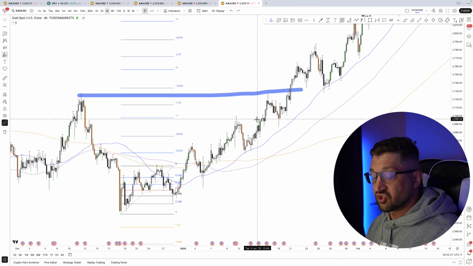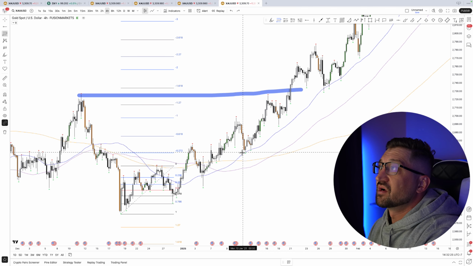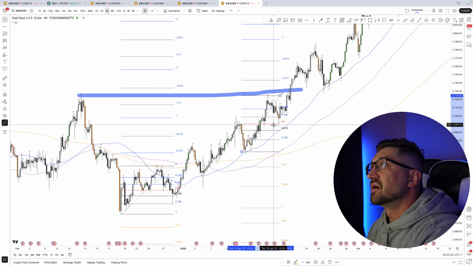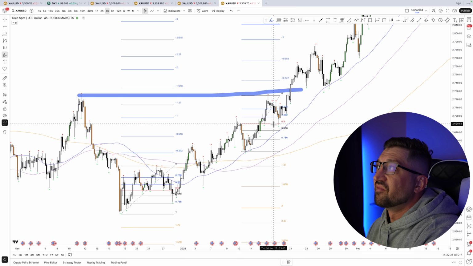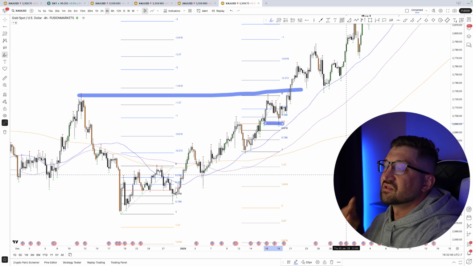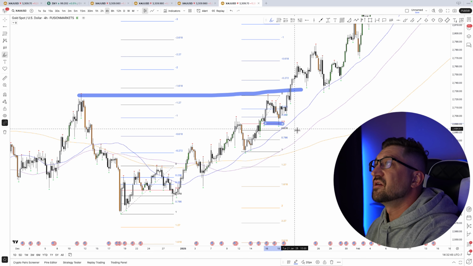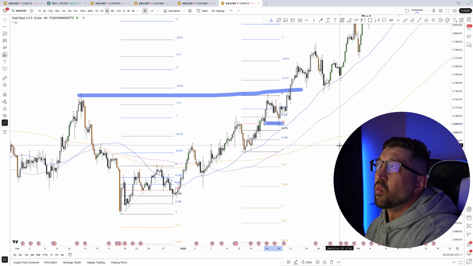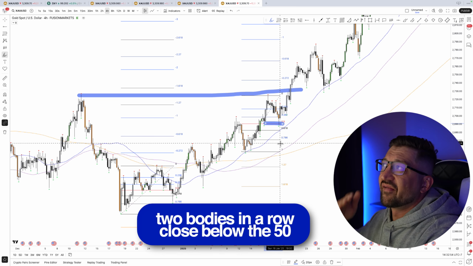So with this information, what can I assume? I can assume the next reaction will come out above the 50. So we pull this reaction. So this one did come a little bit below the 50. One thing to keep in mind, when I say come below the 50, I mean I want to see two bodies close below it. If I just wick below it, I don't count that as coming below the 50. To me, that rejected the level. Where it's going to make a difference is if I see two bodies in a row close below the 50.